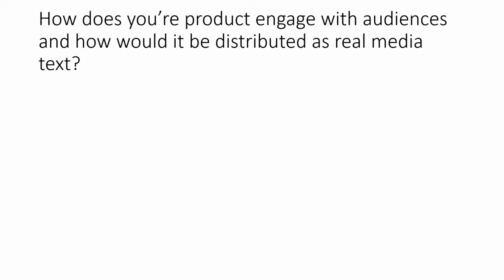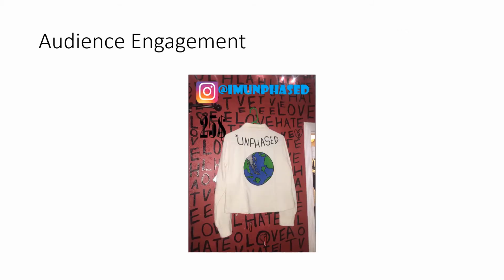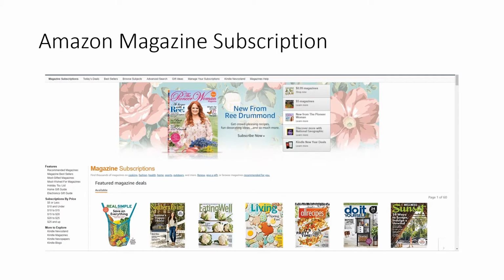Moreover, how does your product engage with audiences, and how would it be distributed as a real media text? My product engages with the audience by showing the clothes Unfazed has to offer, and also provides the brand's social media and website to purchase the owner's clothes. For my plan on distribution, I plan on distributing my magazine through Amazon magazine subscriptions to save money on distribution.